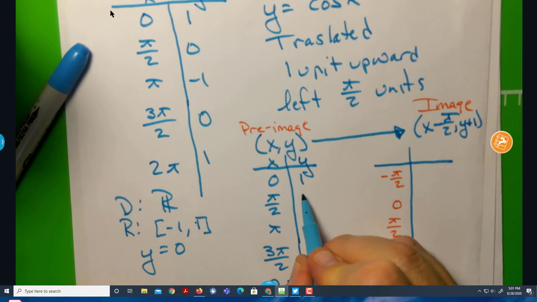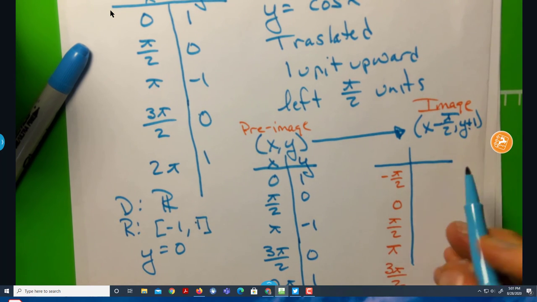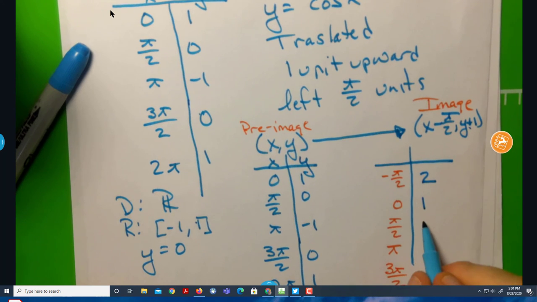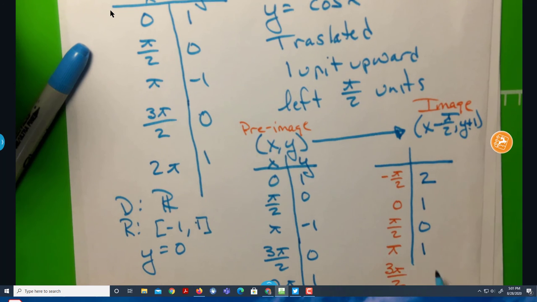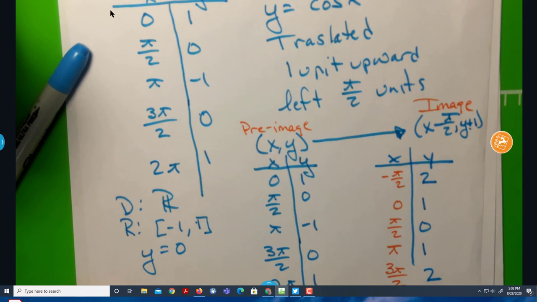And my y values. Now I'm going to add 1. 1 plus 1 is 2. 0 plus 1 is 1. Minus 1 plus 1 is nothing. 0 plus 1 is 1. 1 plus 1 is 2. Oh, but wait, we're not done.